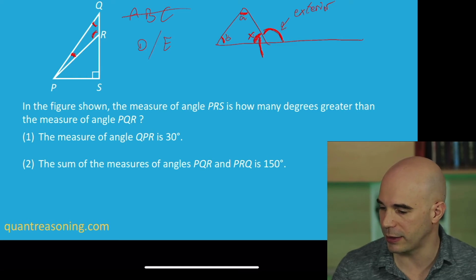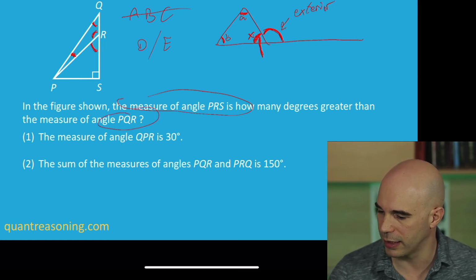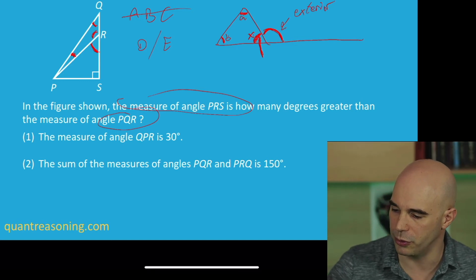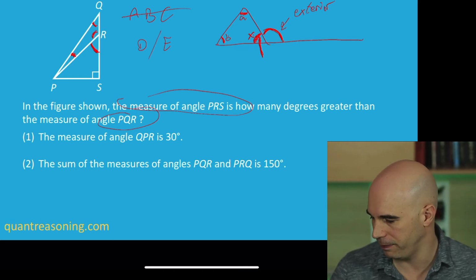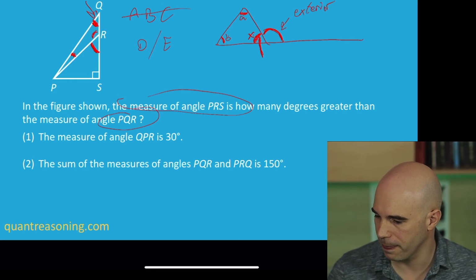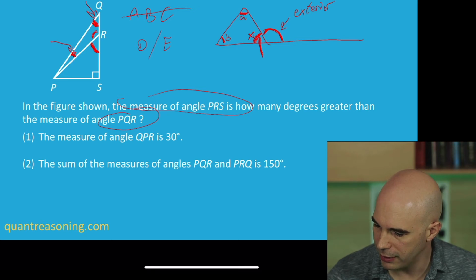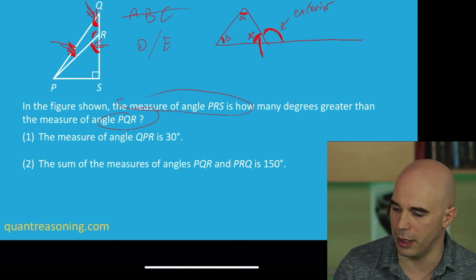And I think that's what they're testing here, because they're asking us the difference between PRS and PQR. So PRS is here. That's an exterior angle to that top triangle, QPR. And they're asking what's the difference between that exterior angle and PQR, which is that teeny angle at the top there. Well, the difference between them will be this angle here, because we know that the exterior angle is the sum of those little tiny angles, PQR and QPR.